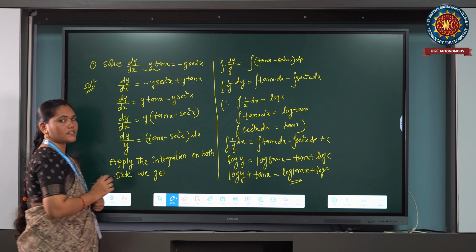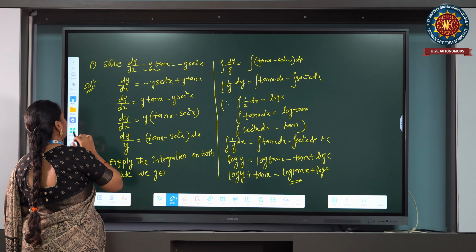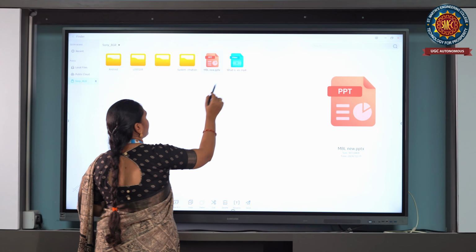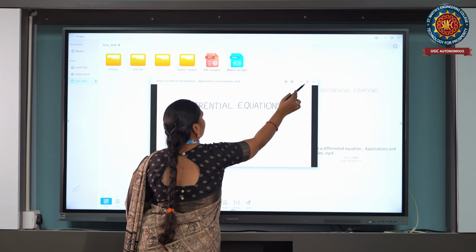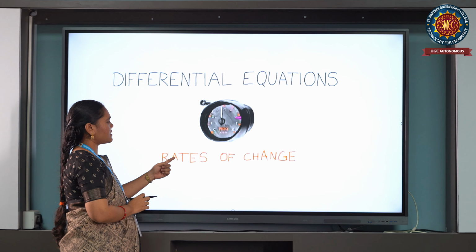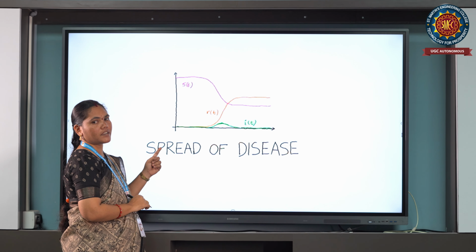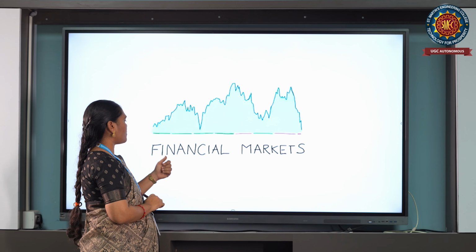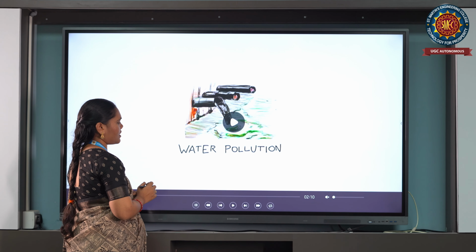Now let us discuss some more applications of differential equations. Observe here the differential equation. The first application is rate of change. Next, weather and climate, traffic flow, financial models, and population also.